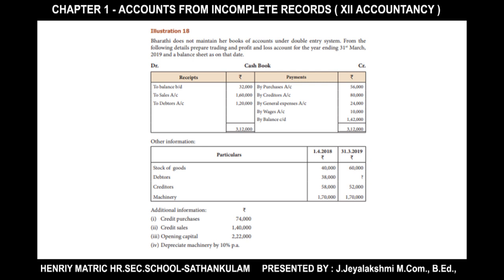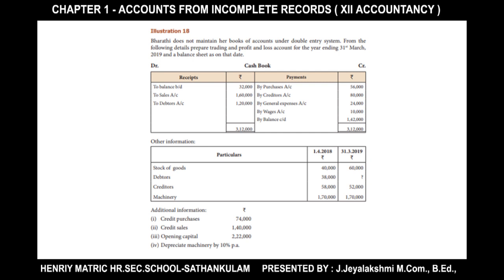That amount should be deducted from the machinery on the asset side of the balance sheet. Now we are going to see, in the books of Borrowing, the total debtors account. Illustration 18, book page number 25. You see, debtor, creditor, particulars, amount given. This balance amount we are taking from the other information, that is the opening and closing. So we are taking 38,000.